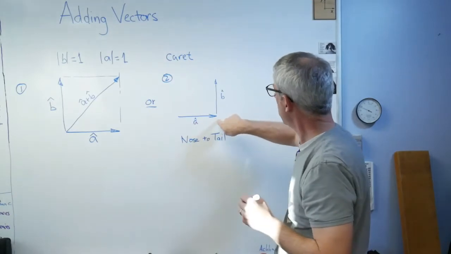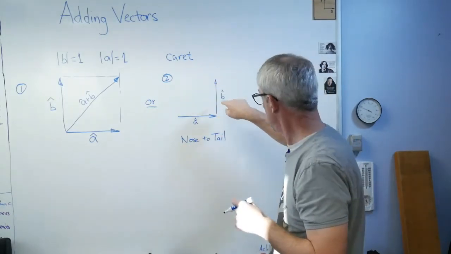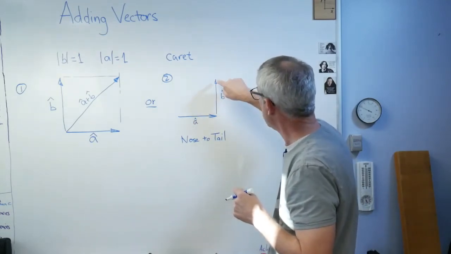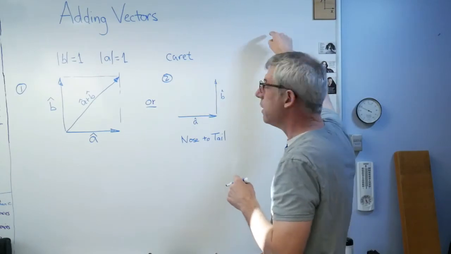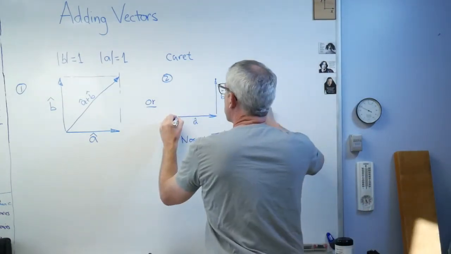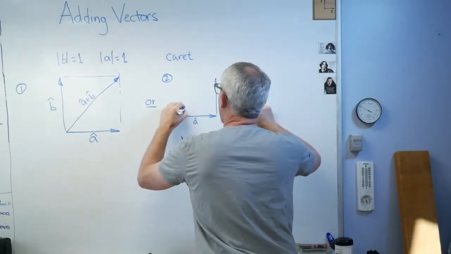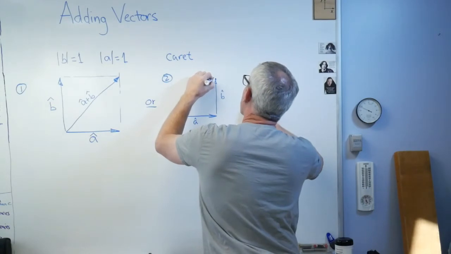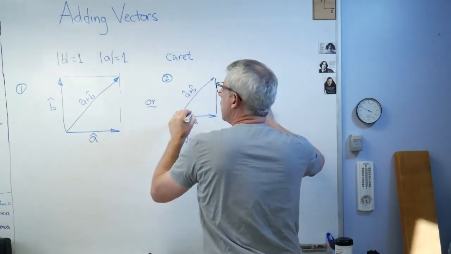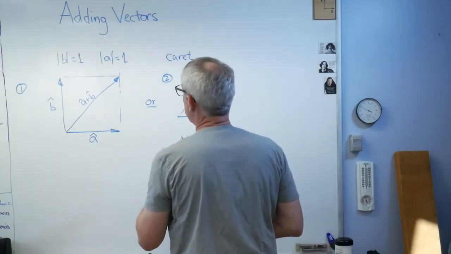So I've got A pointing that way, and when I get to the end of A, I'm going to append B onto it. Just stick it on the end. So there's A, and there's B. Another magnitude, another direction. And I can keep stacking these up if I want to. And then find the connecting line between the starting point and your ending point. Okay? That is A plus B.